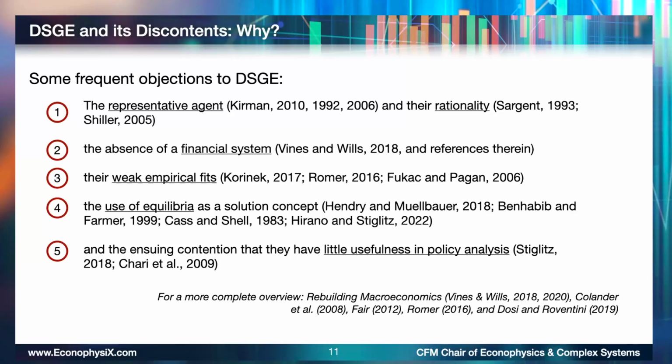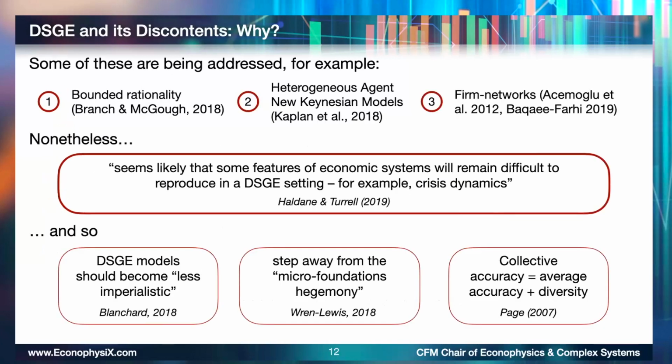Now, of course, this is not to say that economists have not been trying to work on these models by introducing things like bounded rationality or heterogeneous agent models, so trying to expand from one or two representative agents to a continuum of agents, and firm networks.